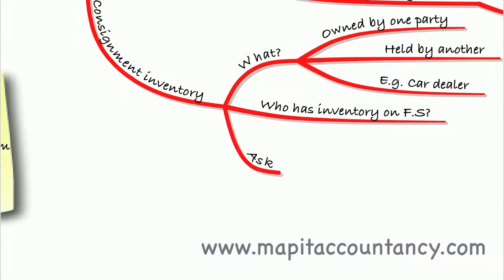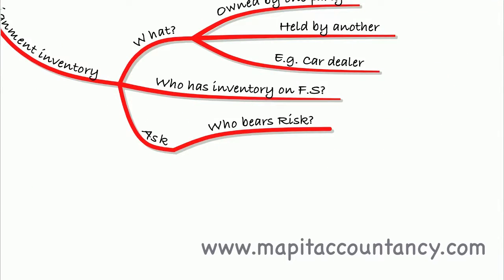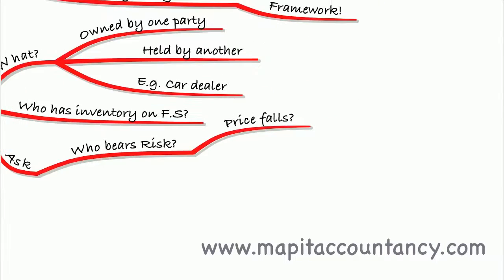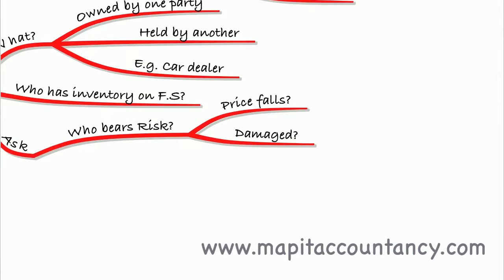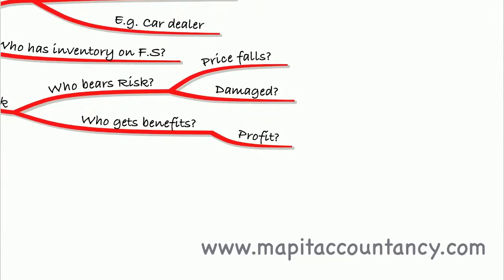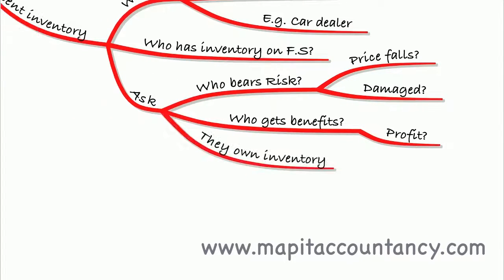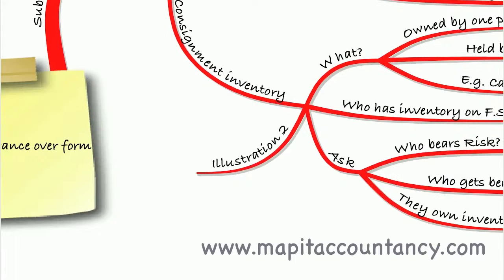Well, what we need to do is ask ourselves several questions. Number 1, who bears the risk of ownership? For example, if the price falls, who bears that risk? If the asset is damaged, who bears that risk? And who gets the benefit, i.e. the profits? If it goes up in price or up in value, who gets that benefit? And also then we can decide, based on those, who owns the inventory, who should show them on their financial statements. And we did an example of that in illustration 2.